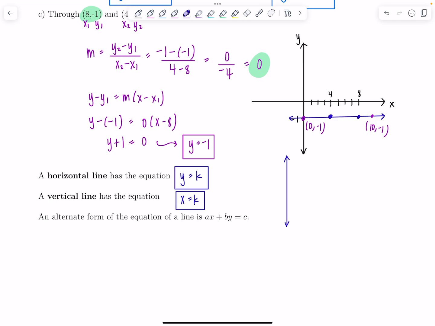Okay, very good. And then an alternate form of the equation of a line is ax plus by equals c. This is often referred to as standard form. Okay, good. Often we require a, b, and c to be integers, and usually a is positive, but I don't think we're going to get into that too much.